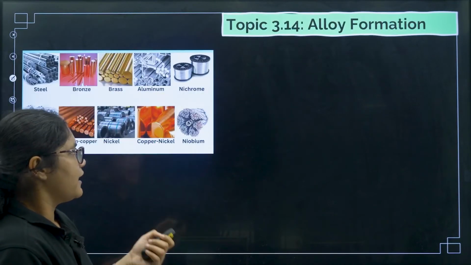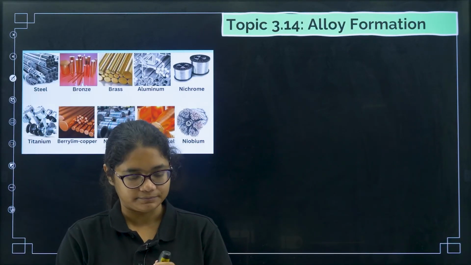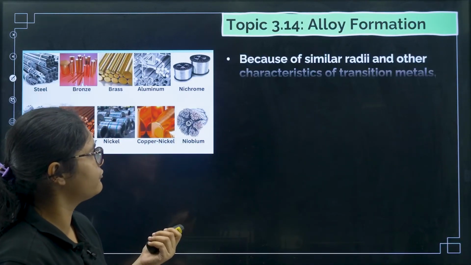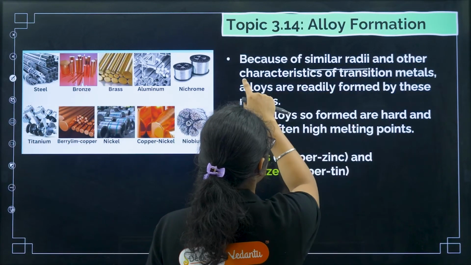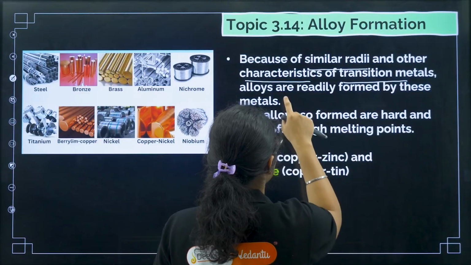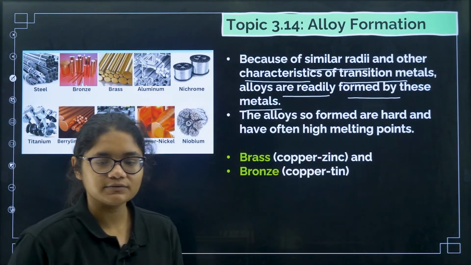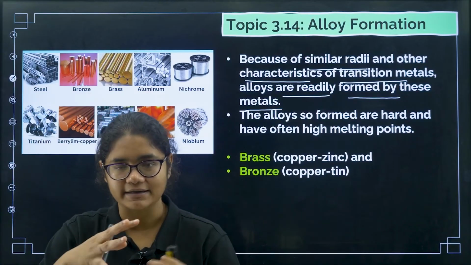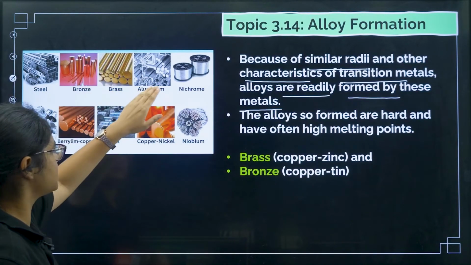Okay, fine. Now, coming to the last property, that is your alloy formation. Now, what is there in alloy formation? So, now see, because of similar radii and other characteristics of transition metals, alloys are readily formed by these metals. So, alloys means what? Mixture of metals. Many metals are mixed together. You can see the examples here: steel, bronze, aluminium.